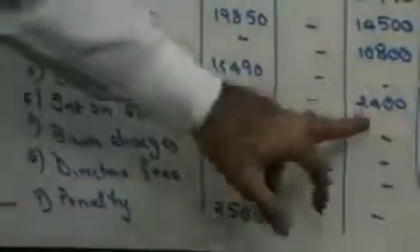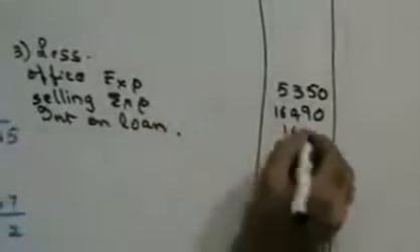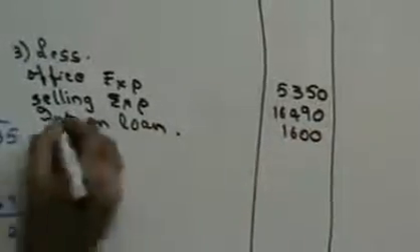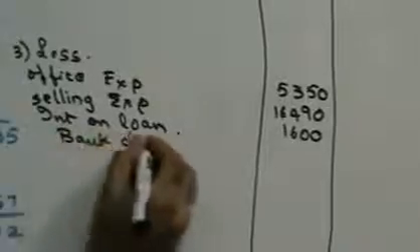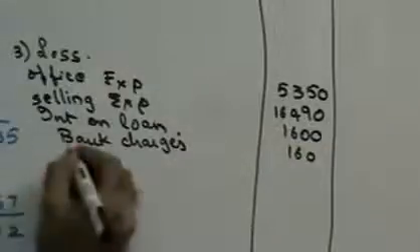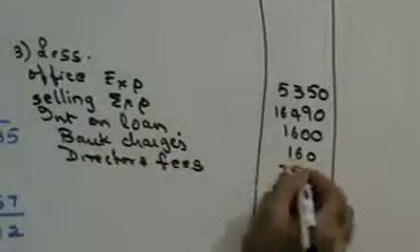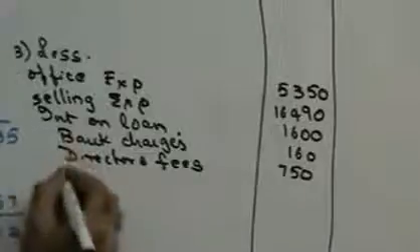Right? Next, interest on loan. Now all these figures, interest on loan, bank charges, directors fees and penalty, are nil in cost sheet. So all of them are less, so all of them will go in less column. So I will directly write all of them now. Interest on loan is 1600. Then you have bank charges 160. Then you have director's fees 750. Then you have penalty 2,500.